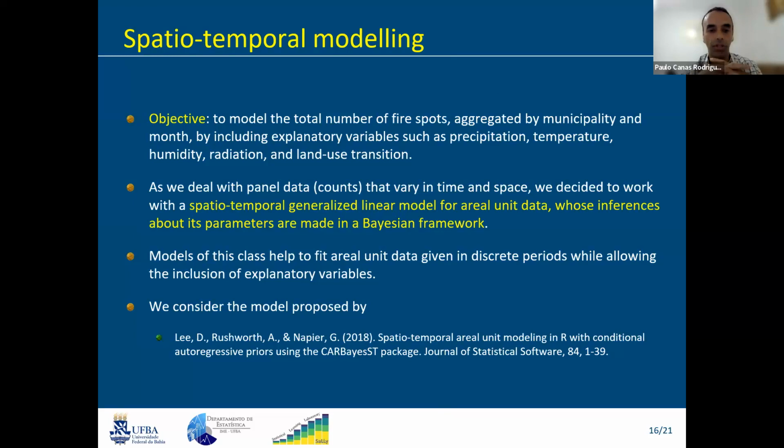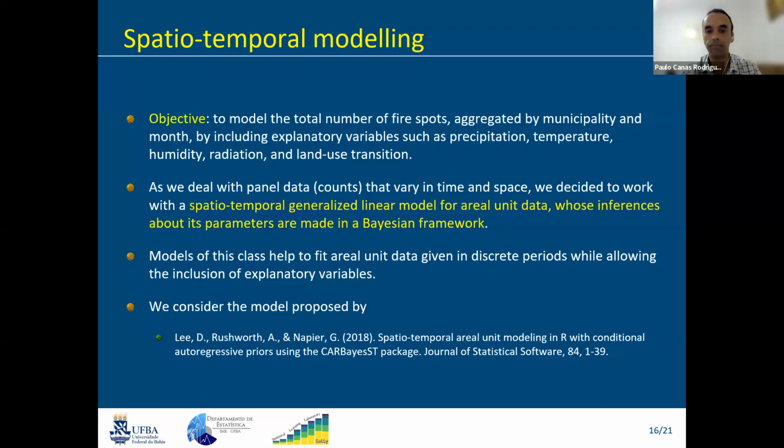And then we did a spatial temporal modeling. So the main idea here was to model the total number of fire spots aggregated per municipality and month. So we did not consider the daily data, we considered monthly data, and we included explanatory variables, the ones that I mentioned before: precipitation, temperature, humidity, radiation, and land use transition from green areas to farming. Okay? So these are counts. The response variable is a count variable.